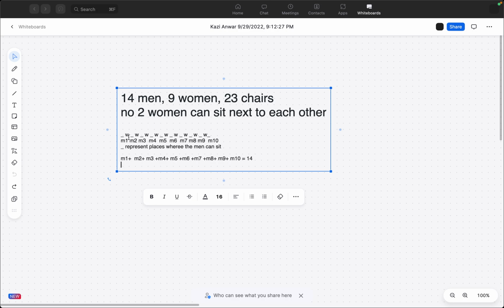Now, remember when I said that for spaces at the end, like M1 and M10, you don't really need a man sitting there because this seating can end with two women at the end. So M1 will just stay like that. But for M2, you must have a man here. So M2 is this space here. I don't know if you can see the highlight, but you must have a man here, right? So M2 is greater than or equal to 1. It has to have 1, but it can be more than 1 because there's 14 men, obviously, right?